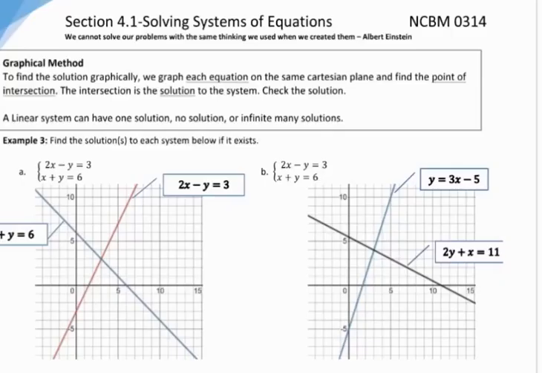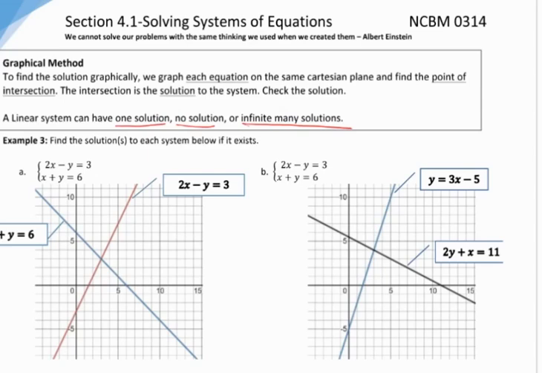Let's take a look at the graphical method. To find the solution graphically, we graph each equation on the same Cartesian plane and find the point of intersection. The intersection is the solution to the system. We need to check the solution like we did on the examples before. A linear system can have one solution, no solution, or infinitely many solutions. Now, for example 3, find the solutions to each system below if it exists.